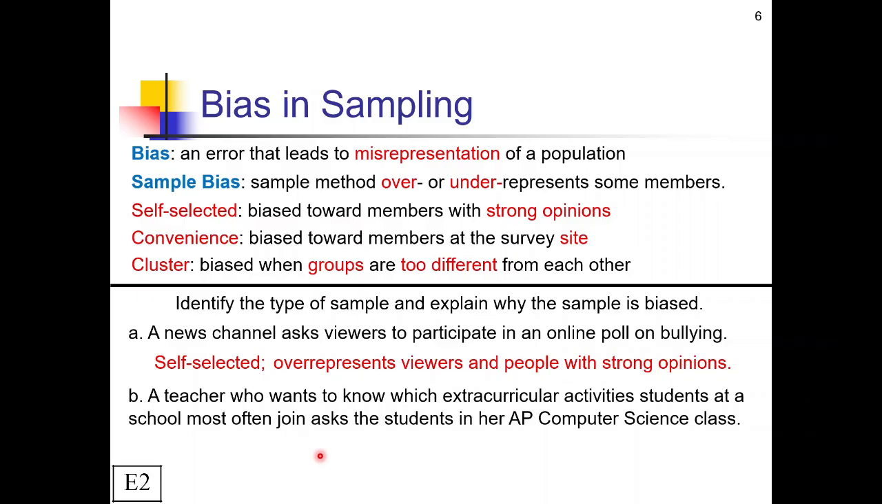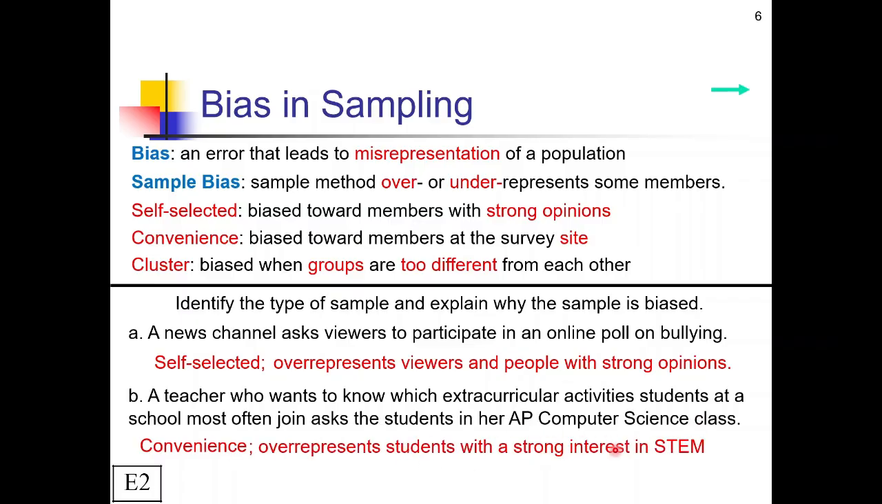Now let's look at B here about the teacher in the AP Computer Science class. Since they're just asking the students in their own class, this is a convenience sample. And the issue here with asking about extracurricular activities is that the students in an AP Computer Science class have a pretty strong interest in STEM: science, technology, engineering, math, all that kind of stuff. So they might be a little bit more overrepresented than the general student population when it comes to picking clubs that promote that interest, like a robotics club.